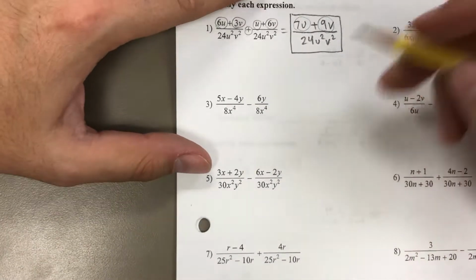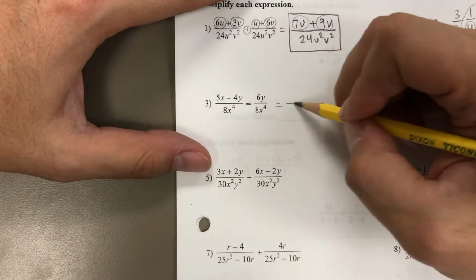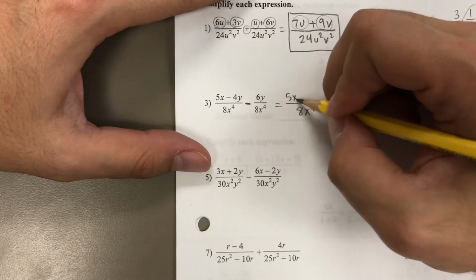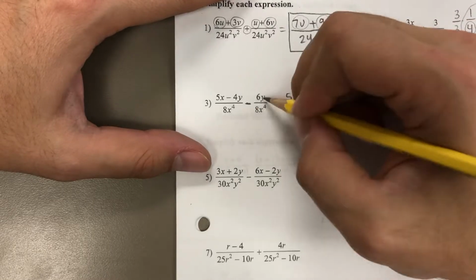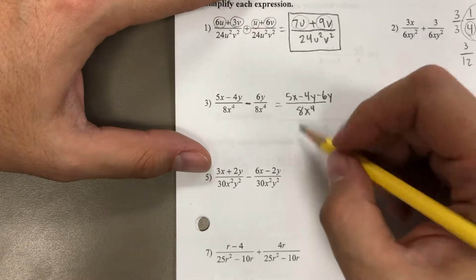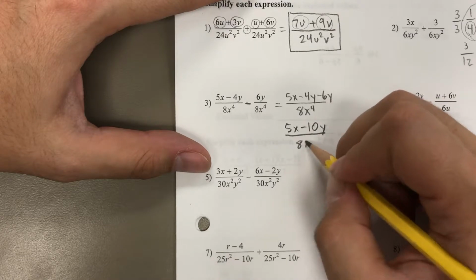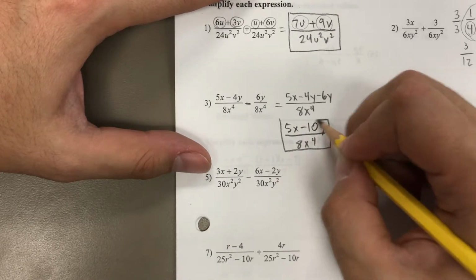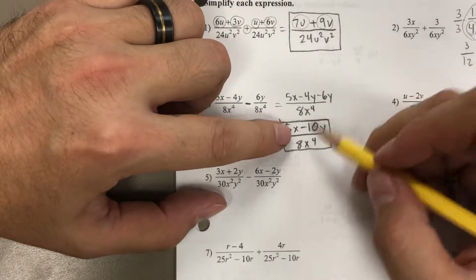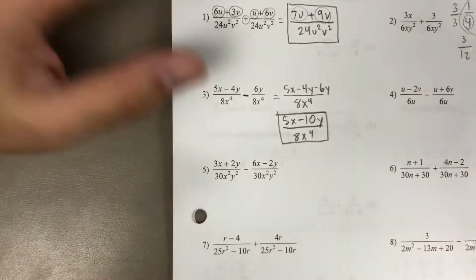These have common denominators already, so I'm going to be subtracting these two fractions. The common denominator stays the same, 8x to the 4th, and then I have 5x minus 4y, and then minus 6y. Combining like terms, negative 4y and negative 6y gives me negative 10y, so I've got 5x minus 10y all over 8x to the 4th power. That's as simplified as it gets, because I can't divide anything from 5, 10, and 8 at the same time, and not all of these have x's that I can cancel out. This one doesn't have an x, for example. So it just is what it is.